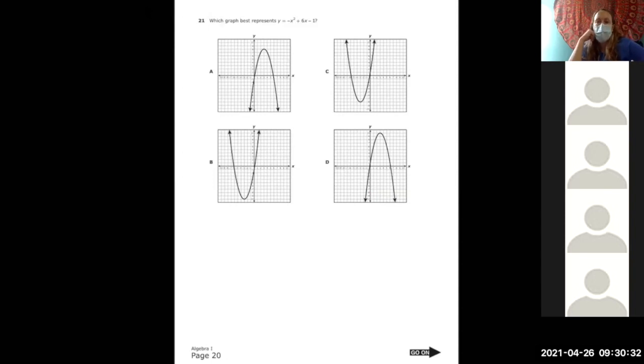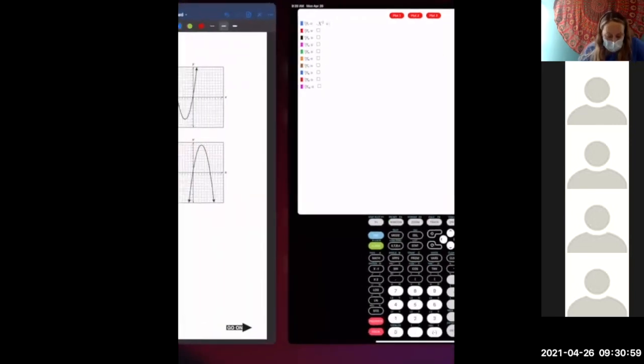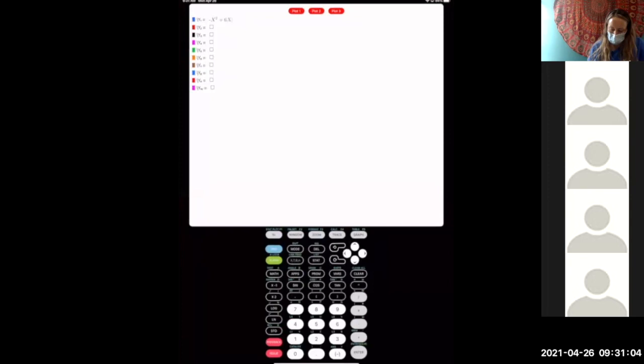We can solve this problem by using our calculators. So we would go to y equals and plug this equation in. In our calculator, we click on y equals, which is in the top left-hand corner. I'm going to clear out the stuff that's in there, and I'm going to plug in my new equation, which was -x² plus 6x minus 1.